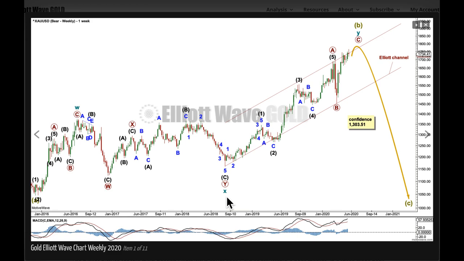And so in this case, I'm labelling cycle X a double combination, W, X, Y. I've seen a lot of Elliott Wave work which labels subwaves W, Y, and Z as themselves multiples, with W, X, Y, X, Z within W and within Y and within Z.